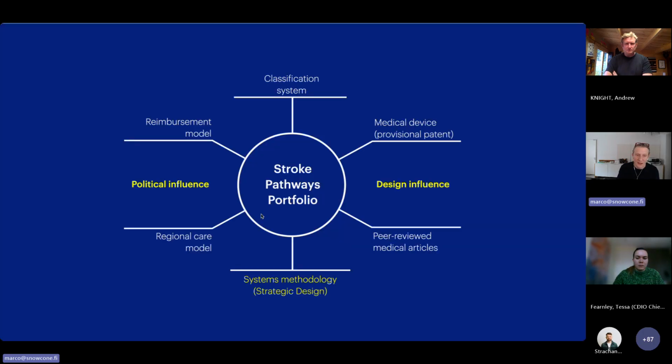So if I go back here, it's about creating political influence to understand problems in a different way, but also to begin to build a seat for design at the table. In doing so, we came up with provisional patents for a new medical device, a new way of classifying strokes and triaging them, and a new reimbursement model. We worked with regional hospital networks to pilot and implement some of this, and we created some new research that was peer reviewed.